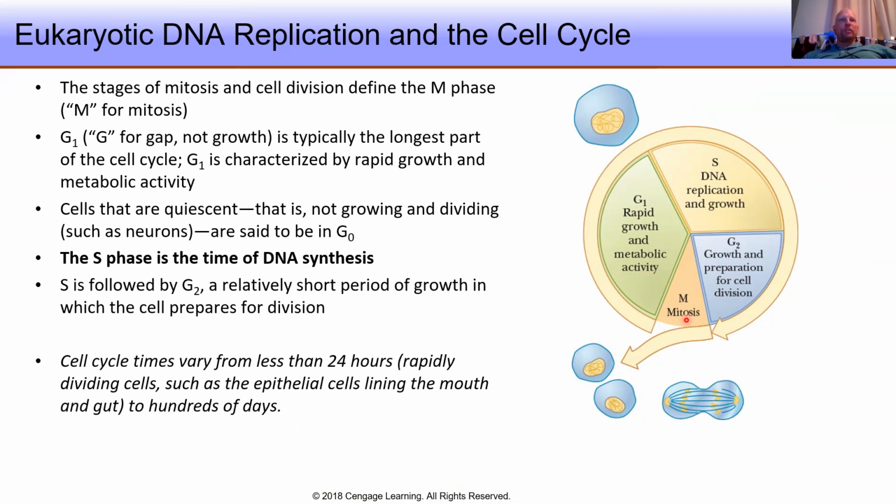So cell cycle times do vary a lot. When you have rapid turnover cells, such as those lining the digestive tract, the cell cycle time can be less than 24 hours, whereas others can have times up to hundreds of days.